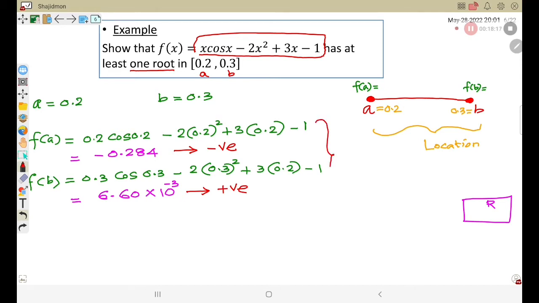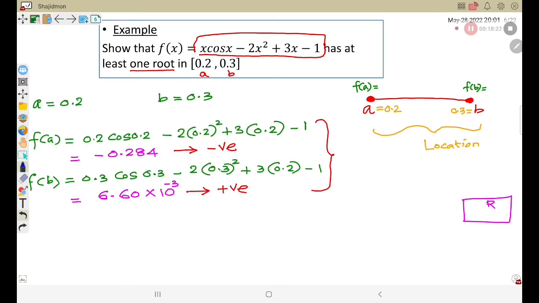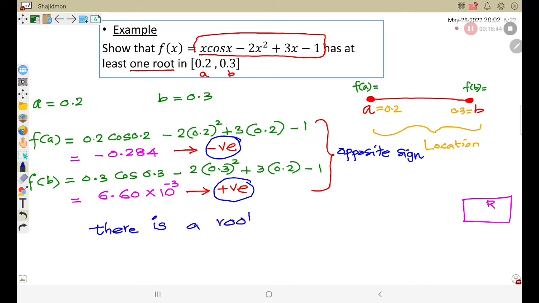So that is what we get for f of a and f of b. These two numbers have opposite signs. Yes or no? Opposite signs. Correct? Because f of a is negative, f of b is positive. So we are getting opposite signs. If we are getting opposite signs, what is the meaning? There is our root. There is a solution, or a root, in between the numbers 0.2 and 0.3. That means our input, our location, is correct here.